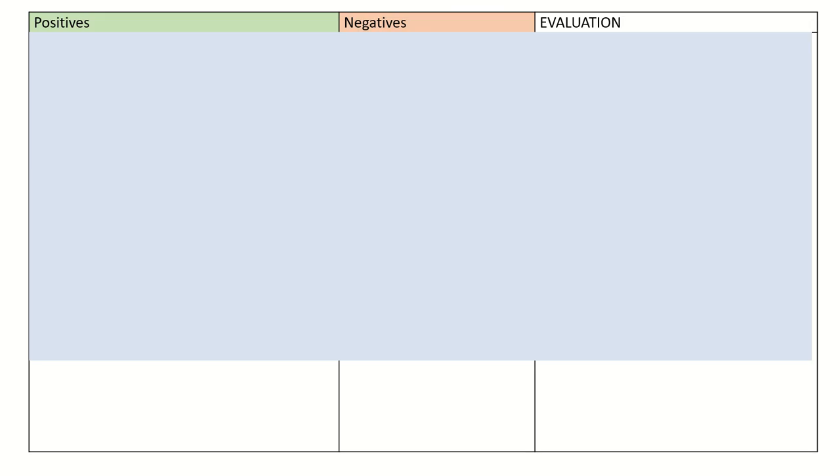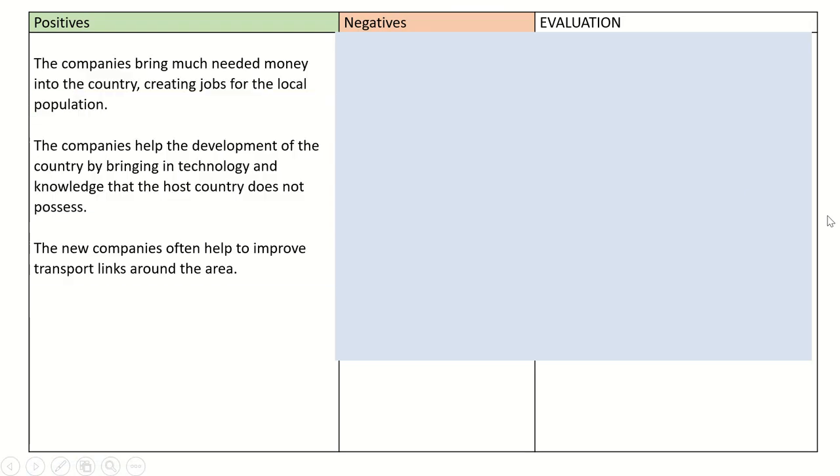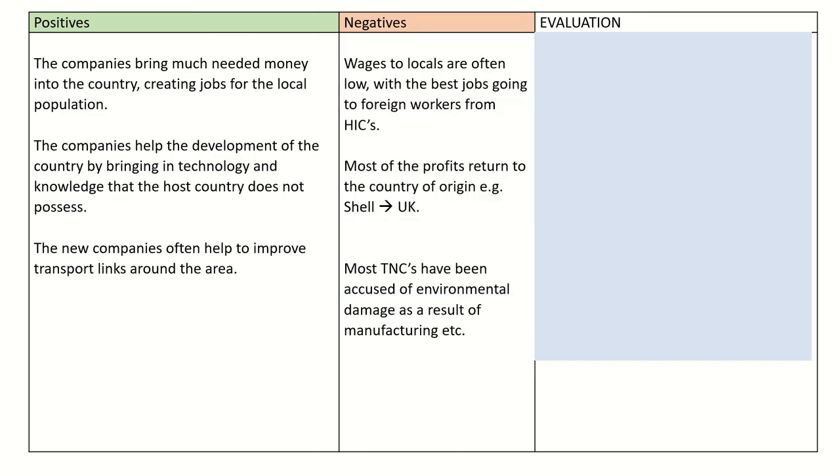All right, so positives then of TNCs in general. TNCs bring in huge numbers of jobs, which we know creates multiplier effects. They also bring in technology and knowledge that the host country does not possess. So the technology that Shell have, for example, in oil extraction, might be far, far greater than another TNC. Tesla opening a huge gigafactory in Germany. The Germans might do that themselves, but they might not have the technology and knowledge of how to do it. And they often also help to improve transport links in an area.